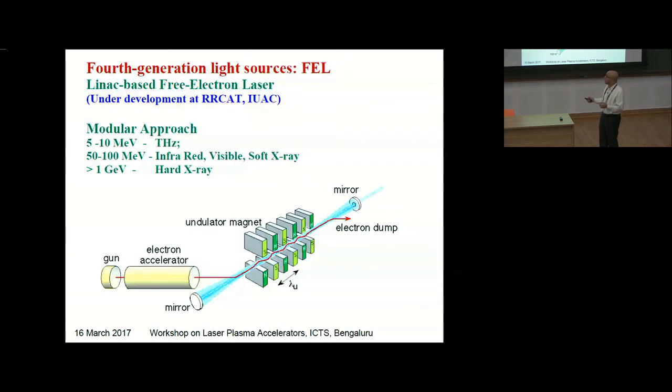At 50 to 100 MeV, you can go to infrared, visible, soft X-ray. Greater than 1 GeV, you can generate hard X-ray. So it can be a very versatile light source from terahertz to hard X-rays. In fact, you can do inverse Compton scattering. You heard about John Joshi's talk, or Professor Nam's lecture, that you can do inverse Compton scattering and generate gamma rays with this kind of machines.